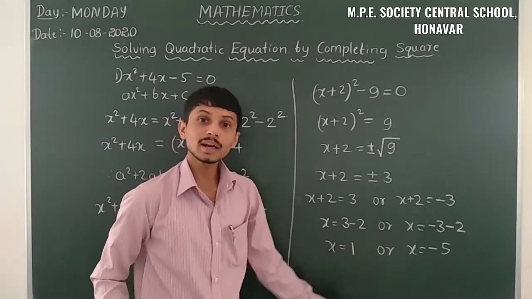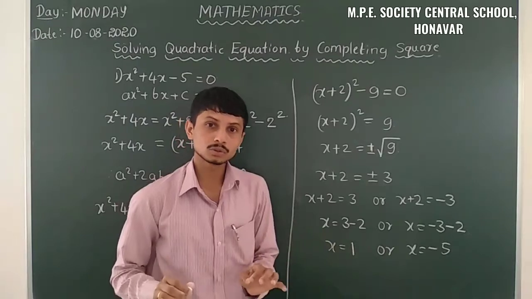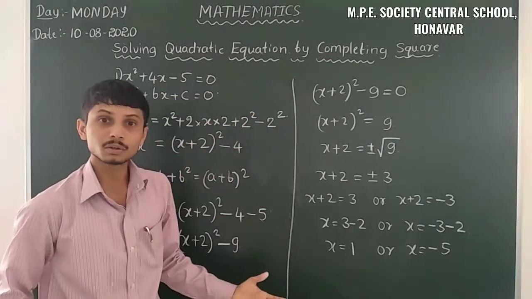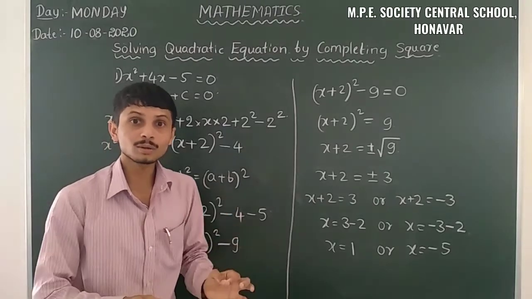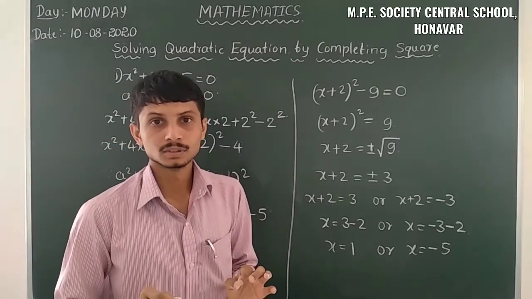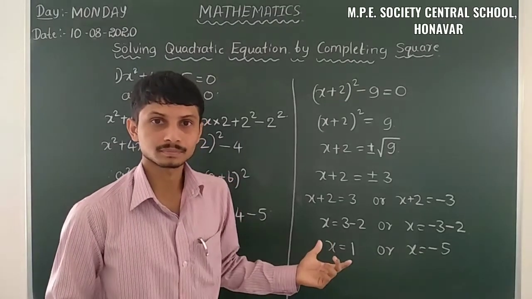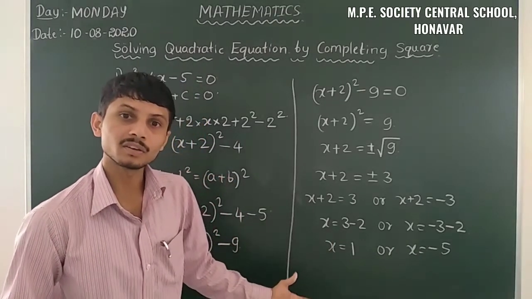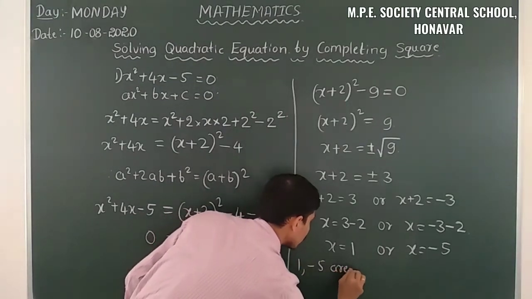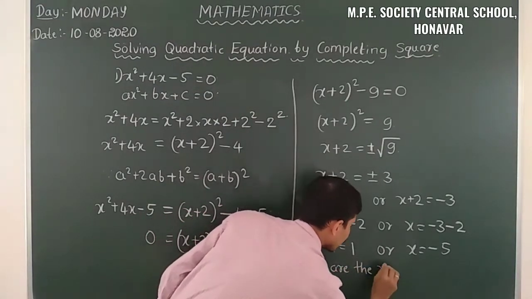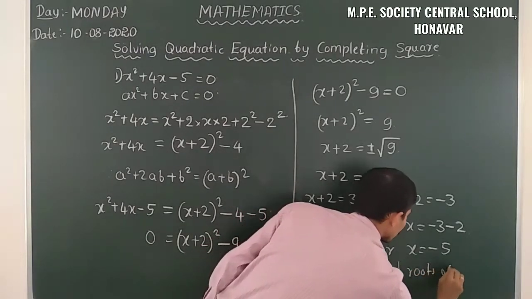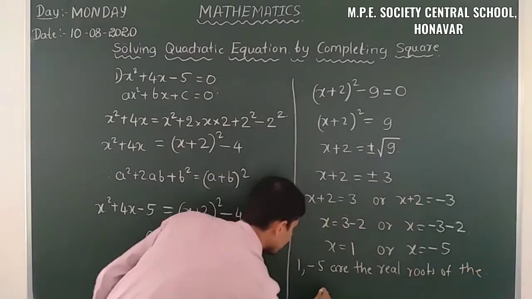So here 1 and minus 5 are the real roots of the quadratic equation x square plus 4x minus 5 is equal to 0. That means we got the real roots from the method of completing square here. So I think it's very easy. So finally we have to write that one: 1 and minus 5 are the real roots of the quadratic equation.